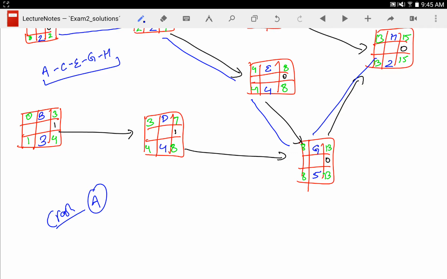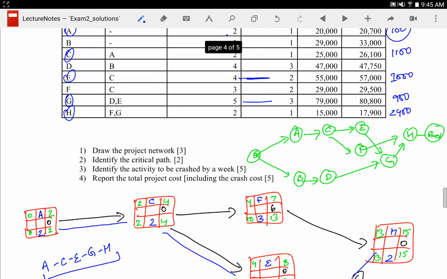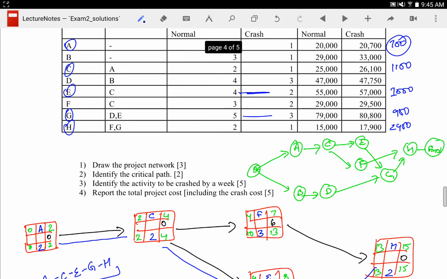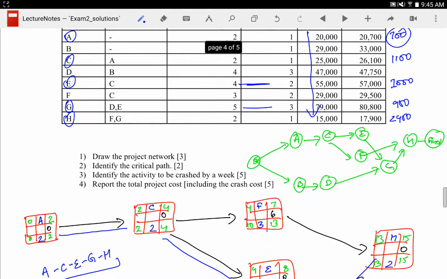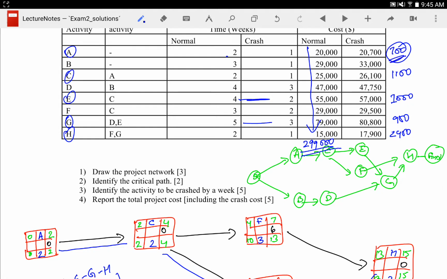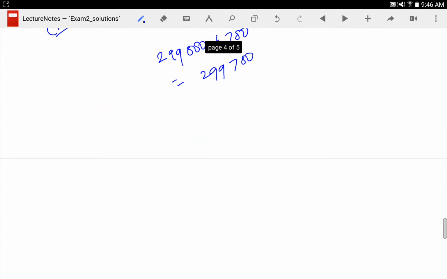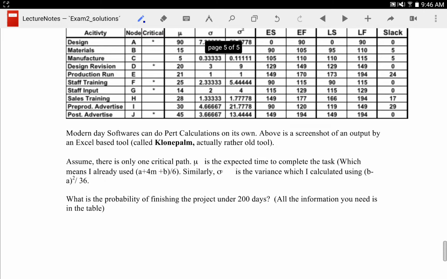Next question asks, what is the total cost after crashing? What is the total cost including the crashing cost? Well, that part is pretty easy. All you got to do is add the normal cost, which comes out to be 299,000. So by adding the crashing cost, you add this 700. So the total cost is 299,000 plus 700, which comes out to be 299,700.